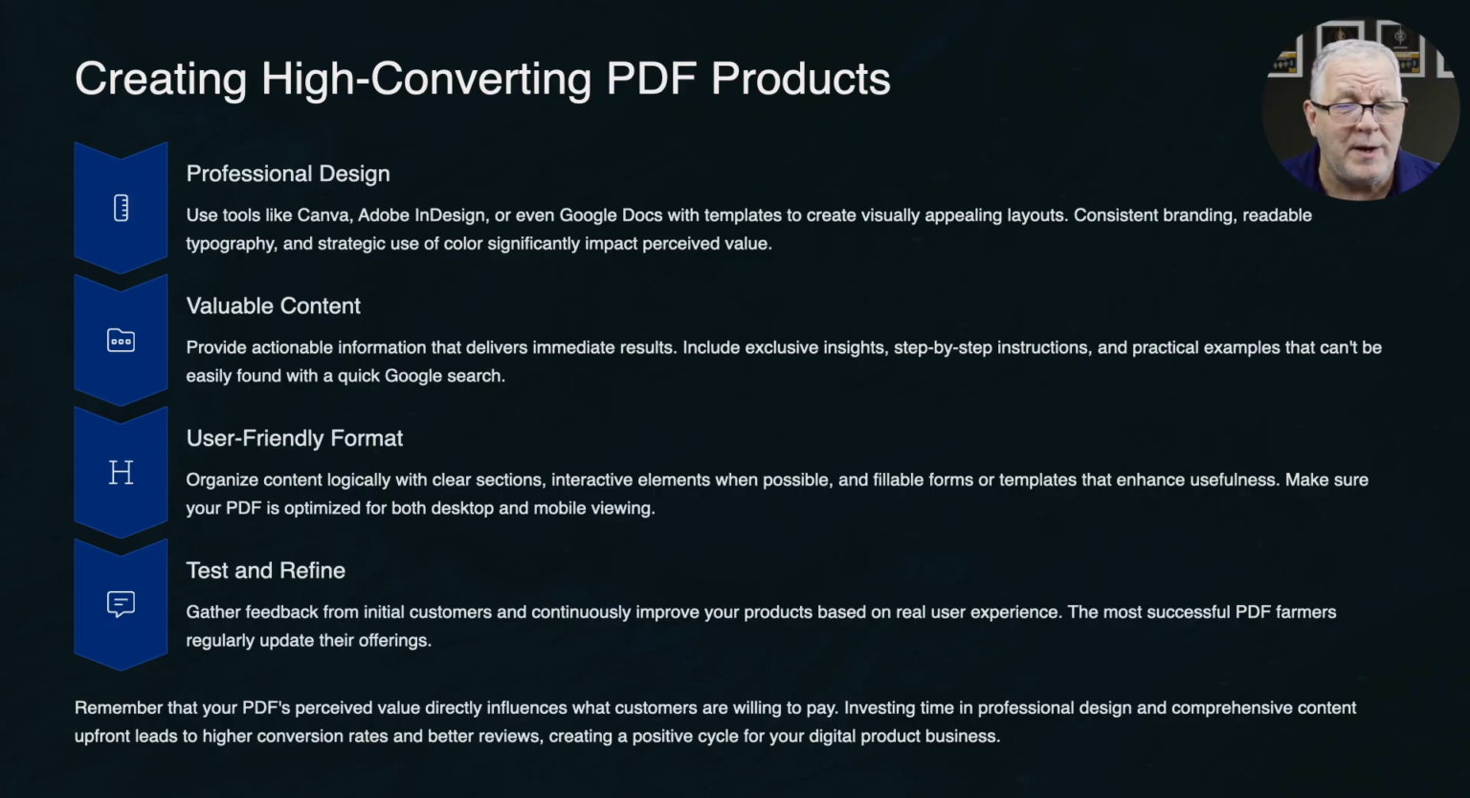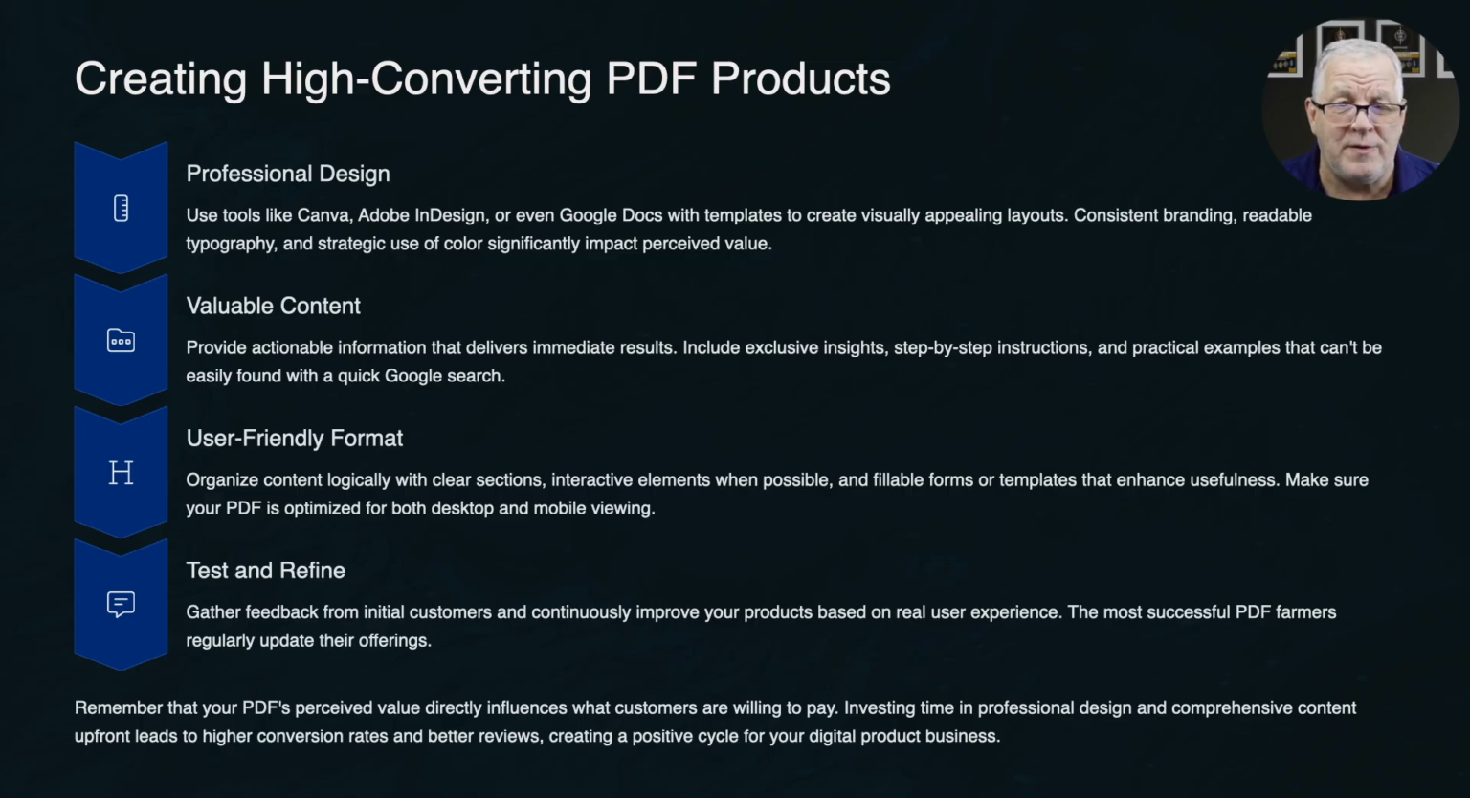Creating high-converting PDF products. Quality is everything when it comes to PDF products. Here's how to create PDFs that actually convert browsers into buyers. Professional design is crucial. Use tools like Canva, Adobe InDesign, or even Google Docs with templates to create visually appealing layouts. Consistent branding, readable typography, and strategic use of color significantly impact perceived value.